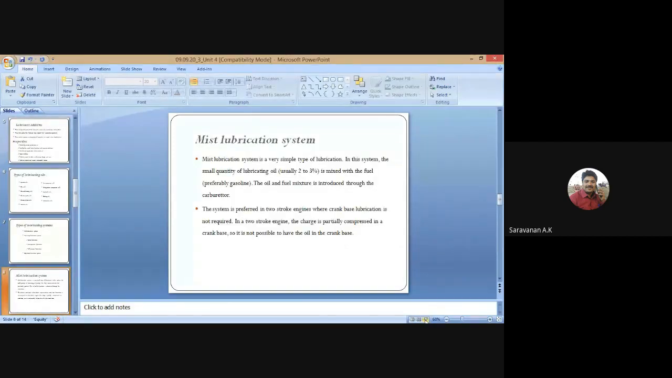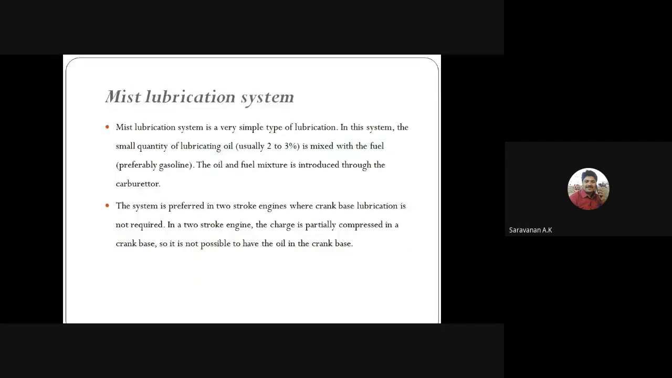That type of system is not preferred. For most two-stroke engines, we don't have a lubrication sump, so in the crankcase we can't store the oil. In this type of engine, we prefer the mist type lubrication system.